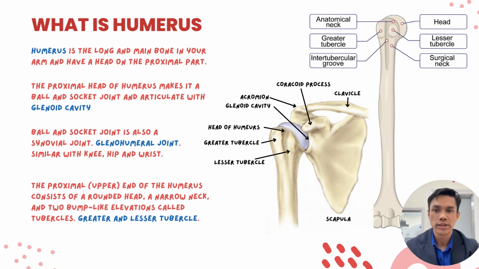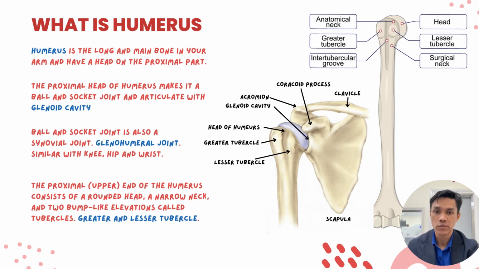What is a synovial joint? It's a type of joint that allows a lot of movement. Examples are the shoulder, knee, hip, and wrist. We have articular cartilage on the head of the humerus, and articular cartilage as well in the glenoid fossa or glenoid cavity. So these two surfaces have a smooth articular cartilage to reduce the friction between the two bones so they don't wear on each other.